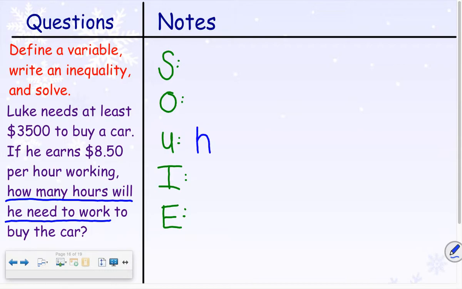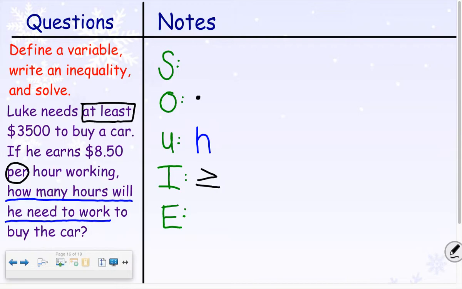Our inequality is going to be at least, which is greater than or equal to. Our operation, the word, so it was of in the last problem that gave us our operation. This time it's per. Per also means multiply. Just like of meant multiply, per also means multiply.